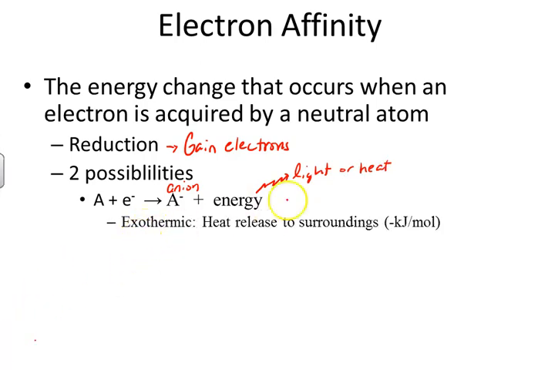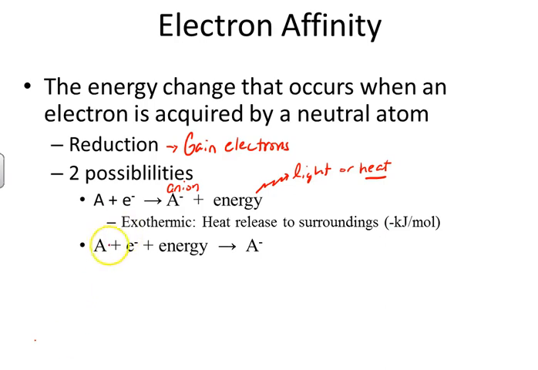This is concerned especially if we're talking about heat. That's the main thing we're looking at here. If heat's given off, we call that an exothermic process, which means heat's released to the surroundings. And from the viewpoint of the atom, that means it's got a negative value because the atom has lost energy in this process as energy is given off to the surroundings.